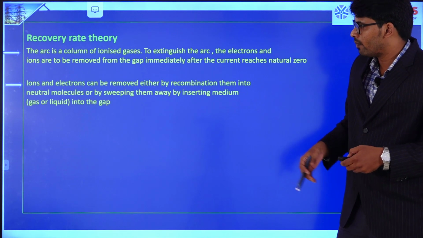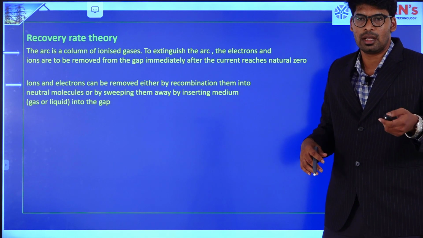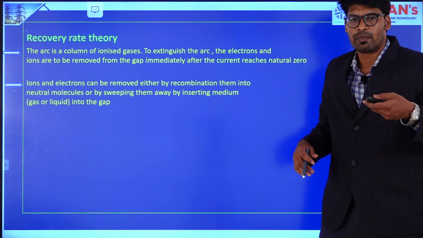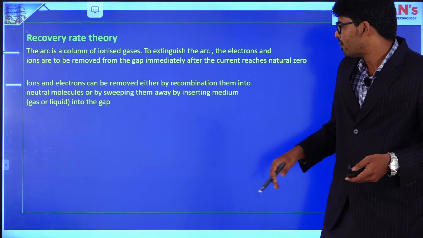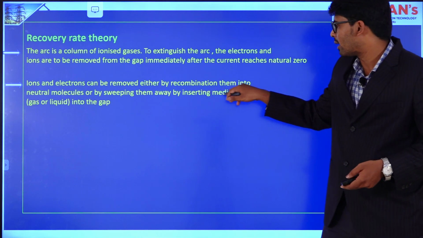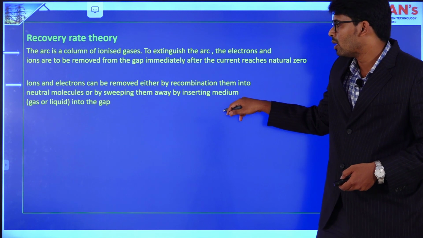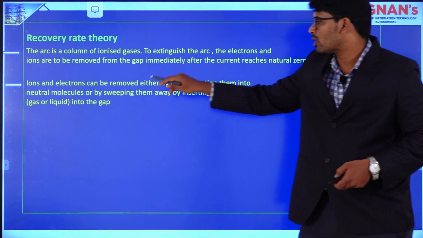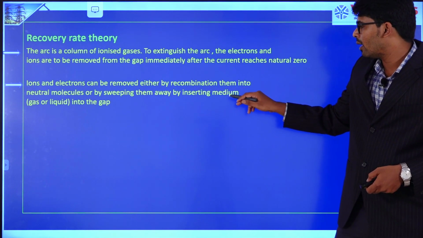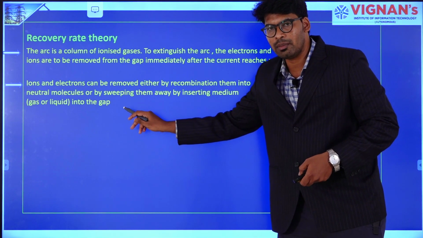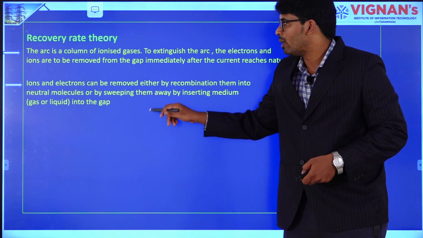The main thing is in the process of deionization, the ions and electrons should be deionized. To get that process, we use different methods, like recombining them into neutral molecules or sweeping them away by inserting a medium. So the medium, what medium you use to interrupt the arc, oil, is the main thing here.